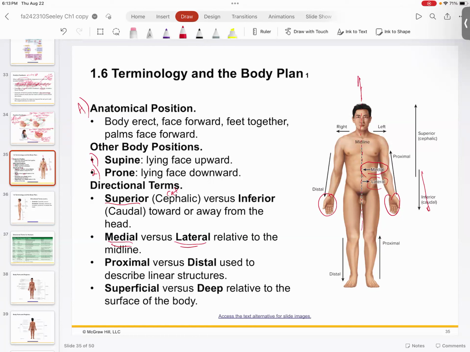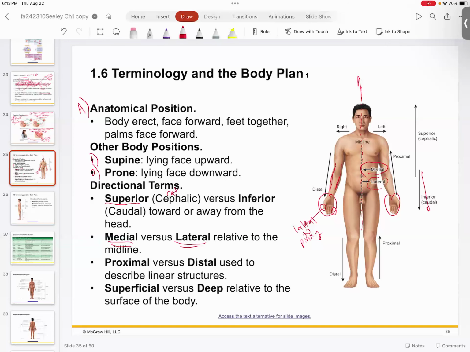So for instance, your thumb in anatomical position would be referred to as lateral to the pinky, which is more medial because the pinky is closer to the midline. For instance, blood vessels that are right here on the inside of the arm are more medial than blood vessels that are out here on the outside of the arm, which are more lateral.